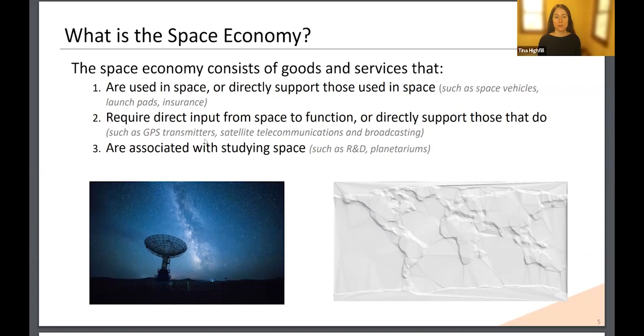And then the third criteria is goods and services associated with studying space. R&D is the big one here, but we also include things like planetariums, observatories, and educational services. If you're getting a PhD in astronautical engineering, for example, we would include that production in the space economy statistics. As you can see, these are products that are basically directly related to space.